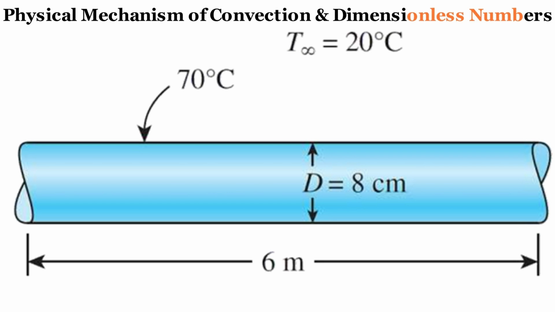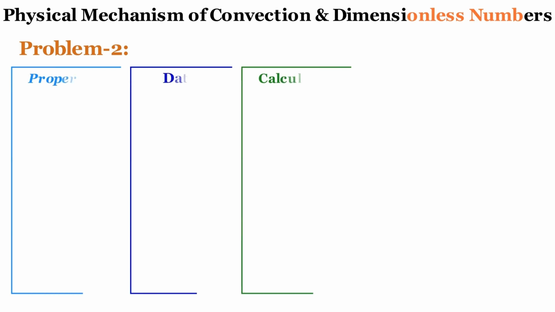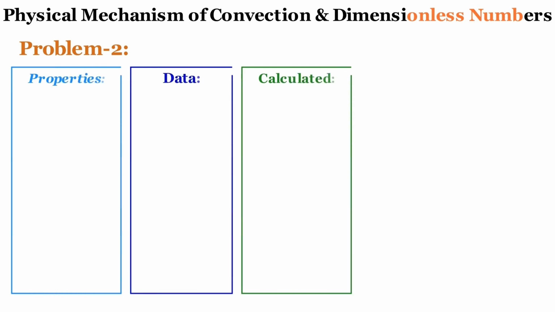Notice the important note here. We must use the appropriate equation to calculate the Nusselt number. Keep this in mind. Good. Now that everyone understands what we're looking for, let's set up our solution. As before, I'm organizing everything into 3 sections: properties, data, and calculated values. This keeps our work neat and easy to follow. Let me extract all the given information from the problem.